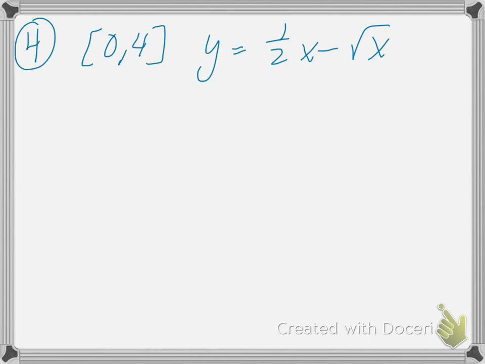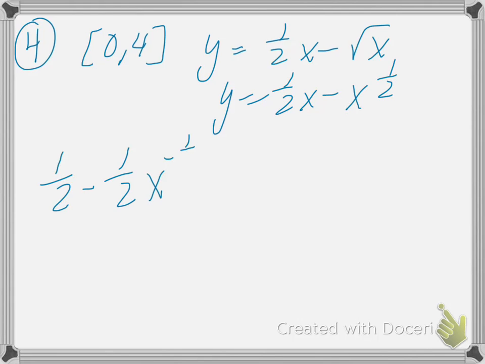Okay, so number 4 is going to be just like the previous problem. We already know it's Rolle's theorem. So I'm just going to change y into a nicer form. Oh, and the answer for number 4 was E as an elephant. Okay, so the derivative is going to be 1/2 minus 1/2 x to the negative 1/2, and I'm going to set that equal to 0. That'll make that look a little nicer.